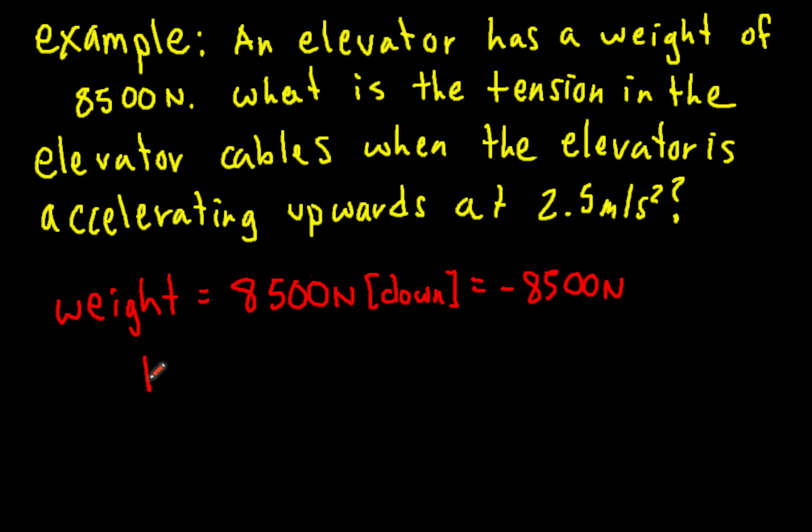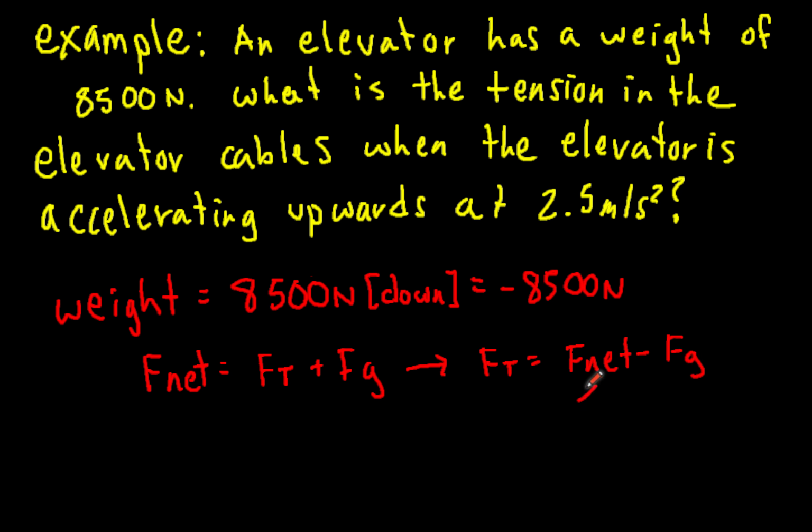Now that we have the mass, we can go about calculating the force of tension. The F net on the elevator is always tension plus force of gravity. We can rearrange this for tension. Force of tension is F net minus force of gravity. F net is mass times acceleration, and force of gravity is the weight.